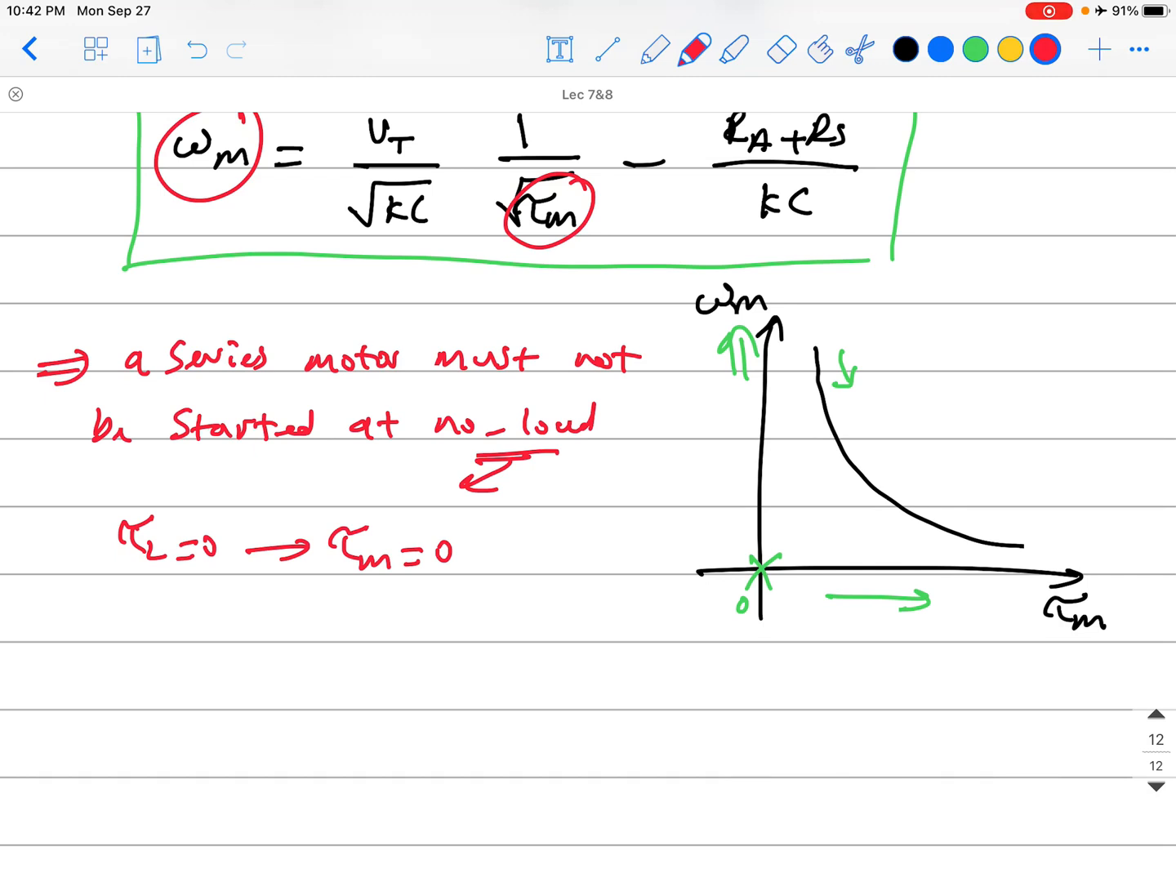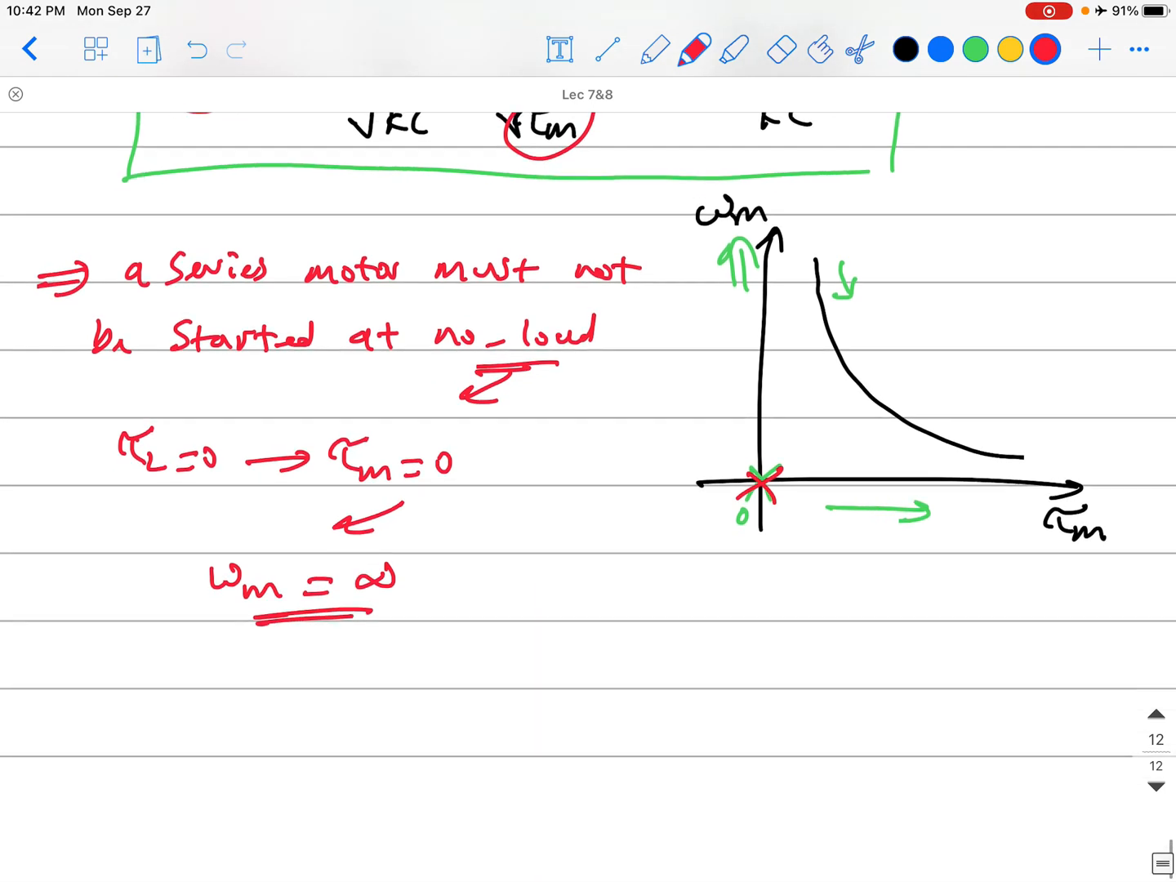And if the torque is almost 0, from this equation, that means omega m will be equal to infinity. So you will have a very, very high speed that will damage the motor and even cause accidents. And we don't like this. So keep that in mind.